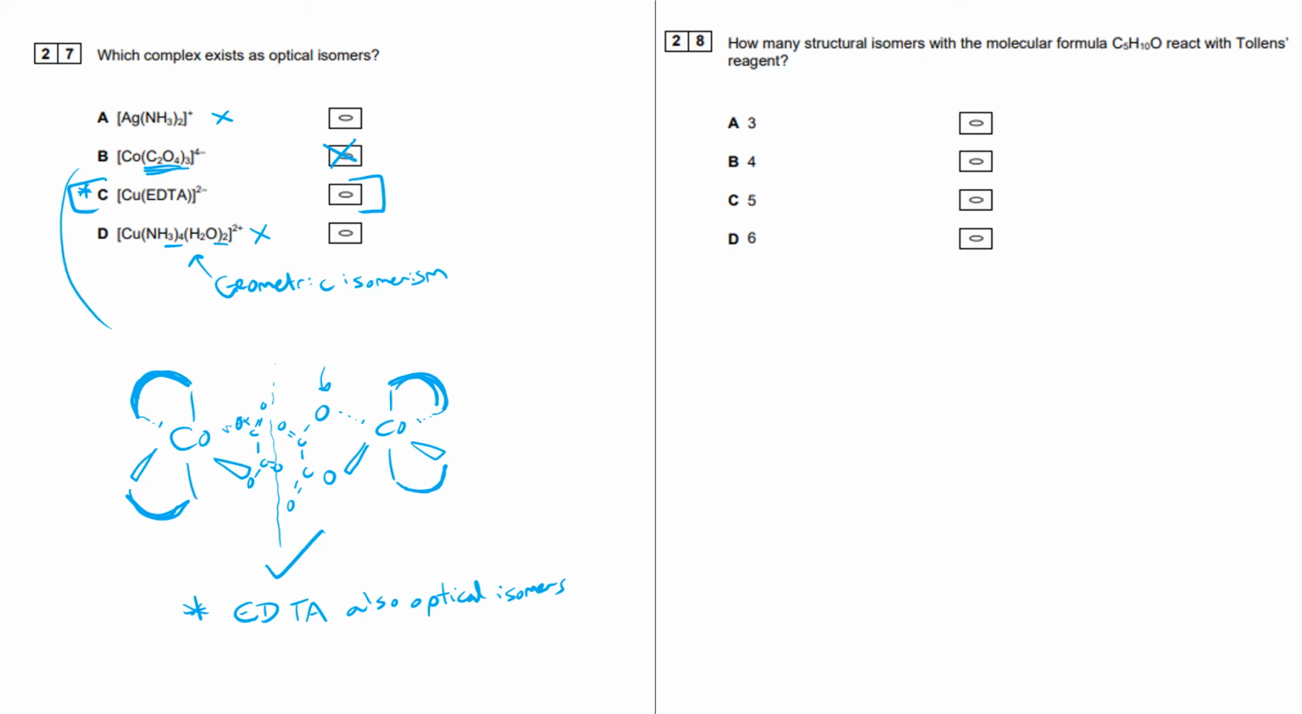Question 28. How many structural isomers with the molecular formula C5H10O react with Tollens reagents? Now these questions usually take a while because you have to work out how many structural isomers there actually are. So how many of these will react with Tollens reagent? So if it reacts with Tollens, that means it must be an aldehyde, not a ketone. So how many aldehydes are there with the formula C5H10O? Well, the obvious one is going to be your pentanal, 5 carbons in a row. So that's 1. That's an aldehyde, it would react with Tollens.